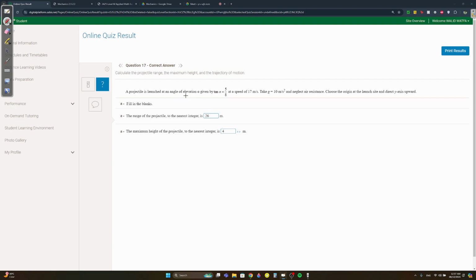A projectile is launched at an angle, and they said tan of that angle is 5/8. So you can easily find what the angle is. Just do shift tan. At a speed of 17 meters per second, so v naught, and they give you g, and we have, let's find theta.